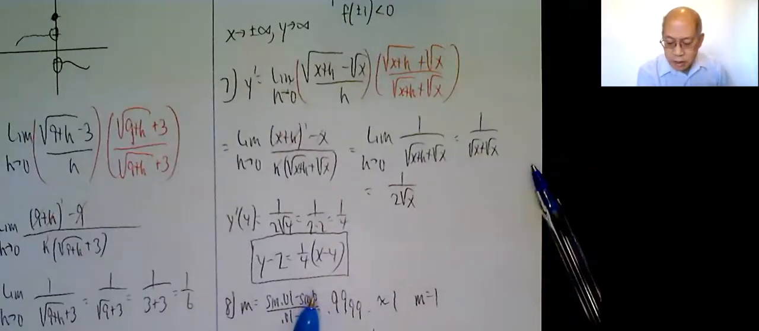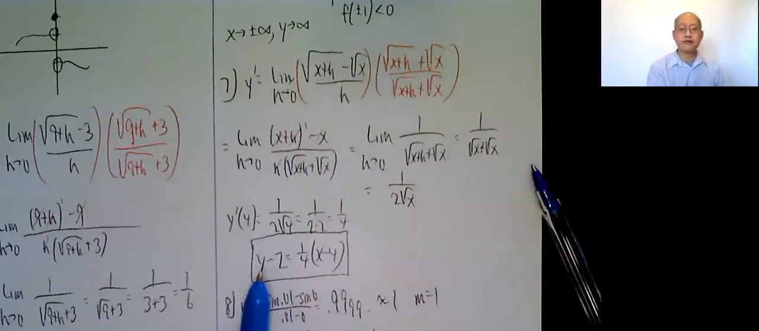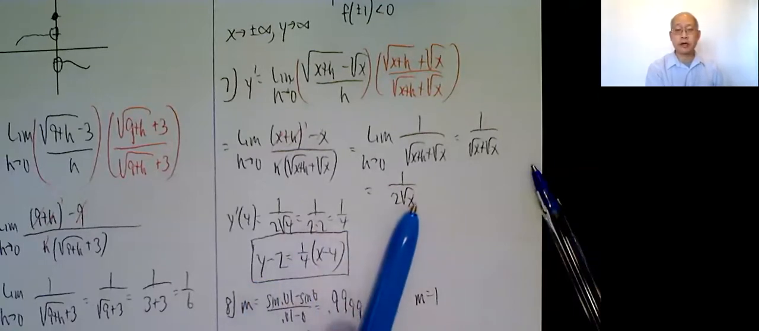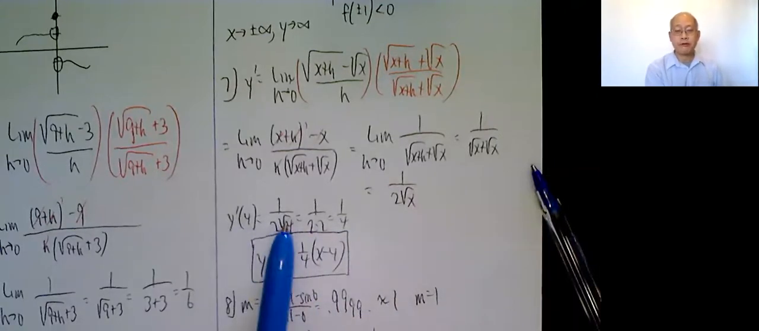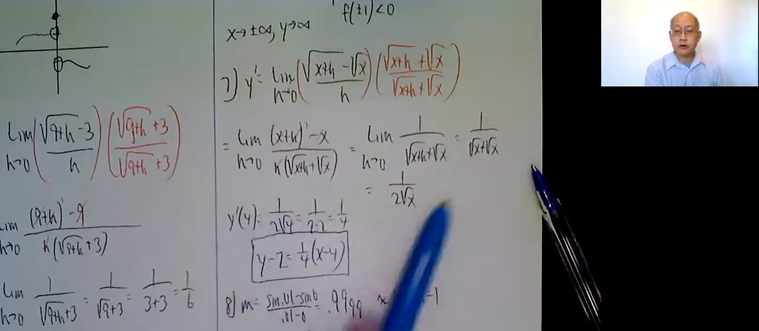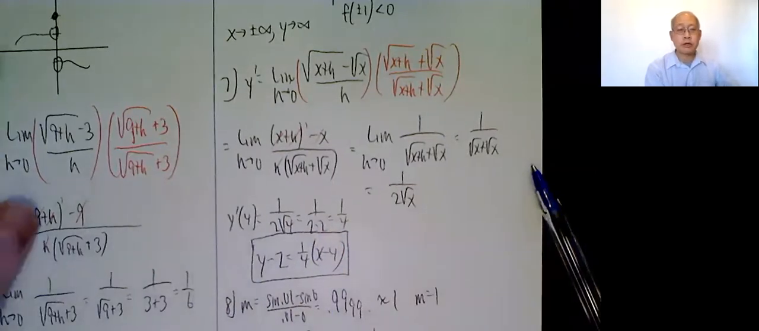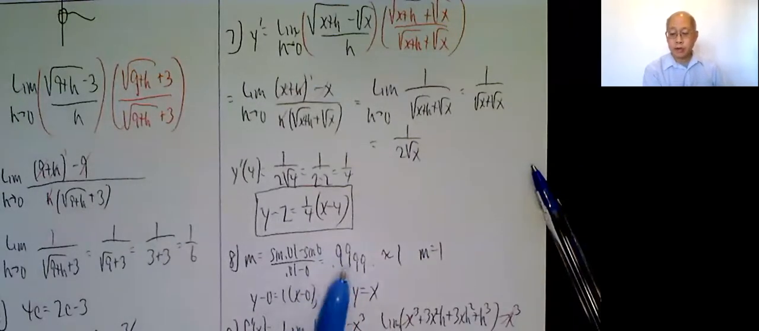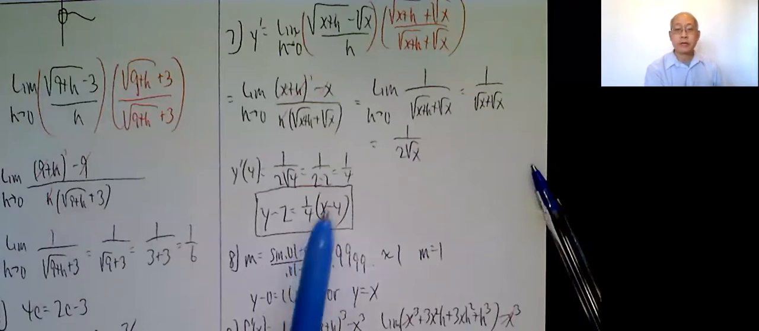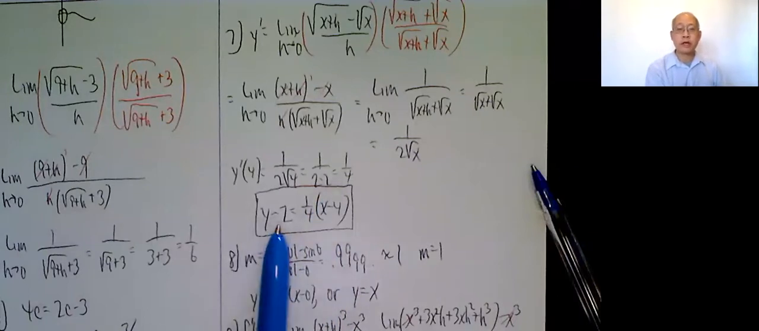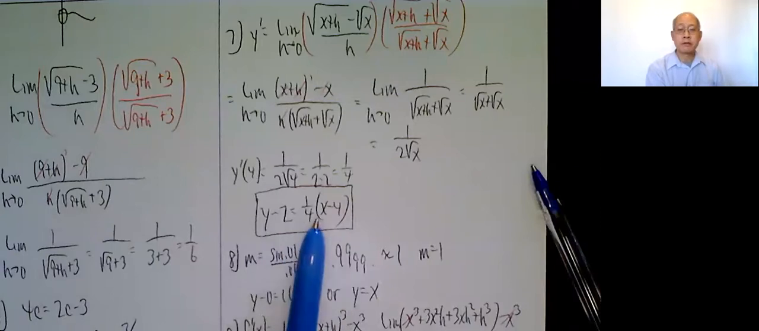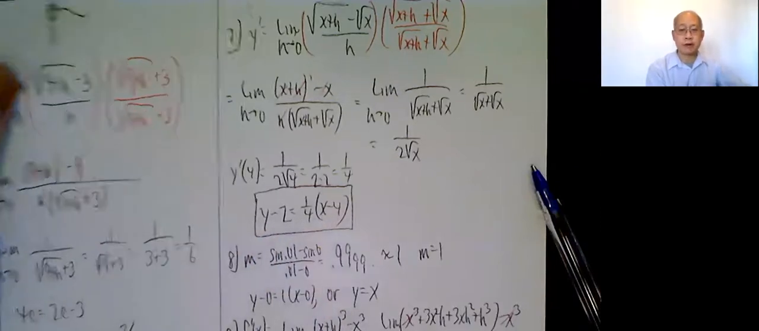They give me the point as (4, 2). I plug in x is 4. You don't have to do anything with the y equals 2 because the expression doesn't involve y. So I want y prime of 4. So it's 1 over 2 radical 4. That's 1 over 2 times 2, which is 1/4. And throw it into the point-slope form. The point was (4, 2), and the slope is 1/4. So y minus y1 equals m times x minus x1. y minus 2 equals 1/4 times x minus 4.